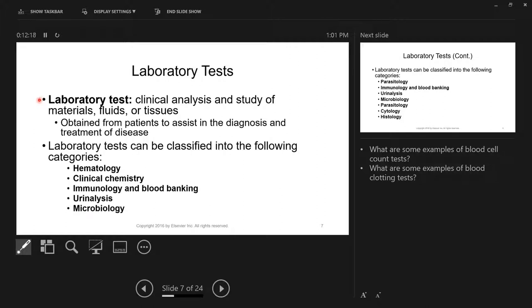Alrighty, the laboratory test. This is a clinical analysis and study of materials, fluids, or tissues. The sample, specimen, as we call it, is obtained from the patient, and that specimen assists in the diagnosis and treatment of disease. The type, like the category, in this case they call the classifications. In any case, the category or classification of test depends on the specimen you are using to do the test. So the root word will tell you where that specimen's coming from.